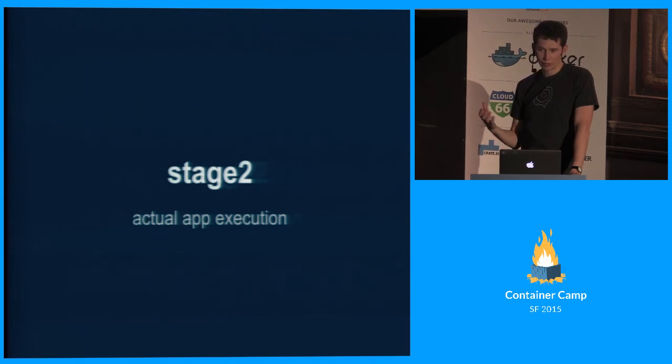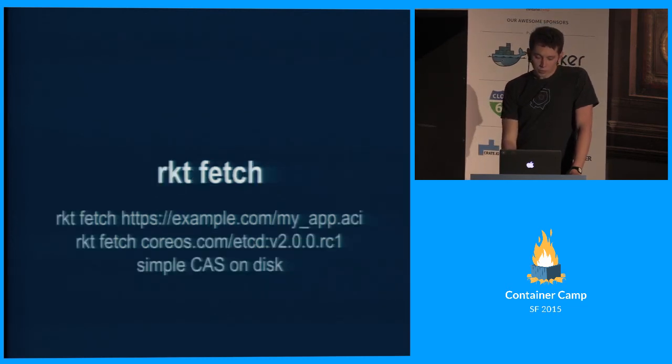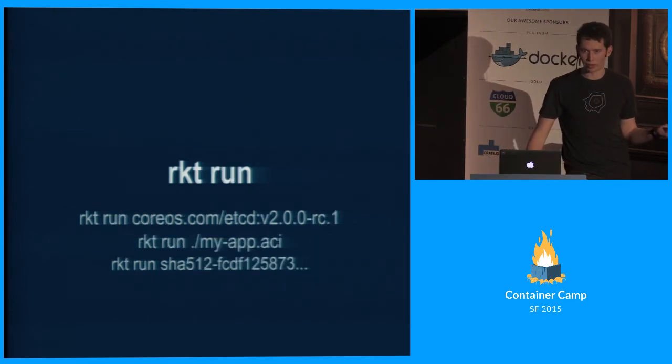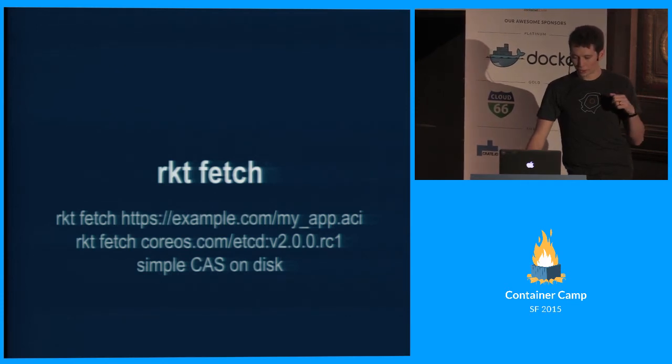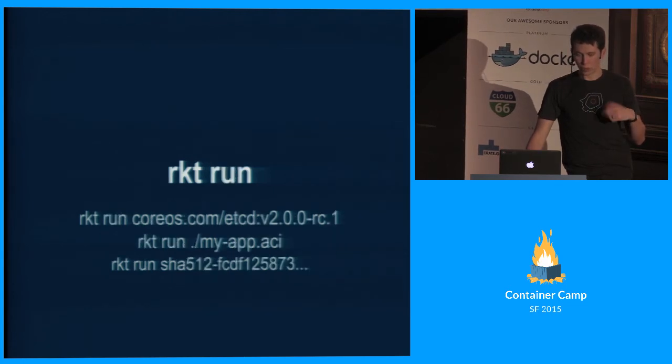So in this example that I've been using so far, it's the idea that I'll be running /usr/bin/etcd or whatever is in that ACI. And then there's a number of subcommands that are used with Rocket. So you fetch something over the internet, you run that thing, and you address it by either a direct HTTPS URL, a discovery name, like coreos.com/etcd, or a hash. You run those things, which actually starts the process.